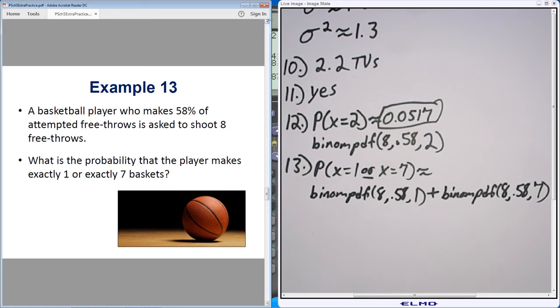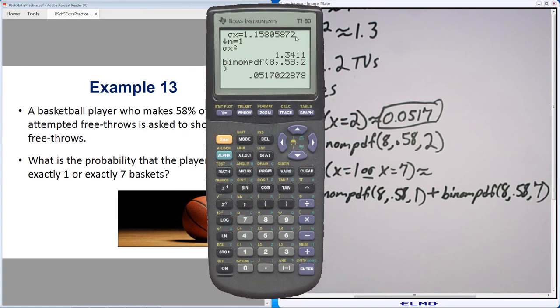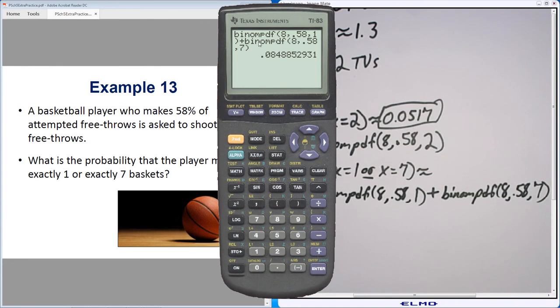Now the calculator is pretty smart. It can handle that all on one line as long as you make sure that the parentheses are closed as you go. Here's what I mean. Do Second Vars, binomPDF, close the parentheses if it's not already, then press plus, go back to Second Vars again, and do the other one, 7. Close it, enter, and there's the answer. If you don't want to do all that in one step, that's okay. Just make sure not to round until the very end.